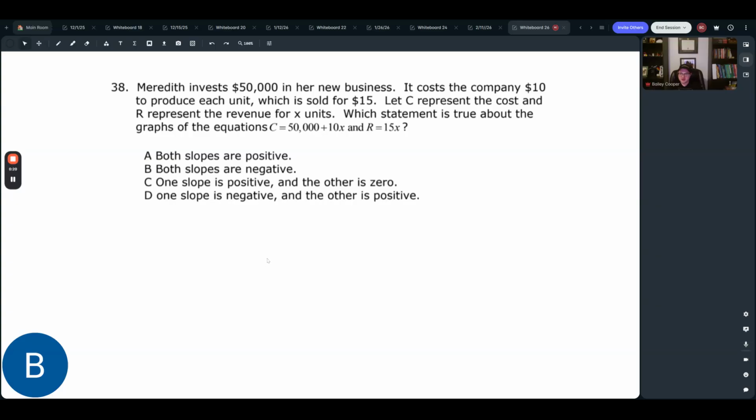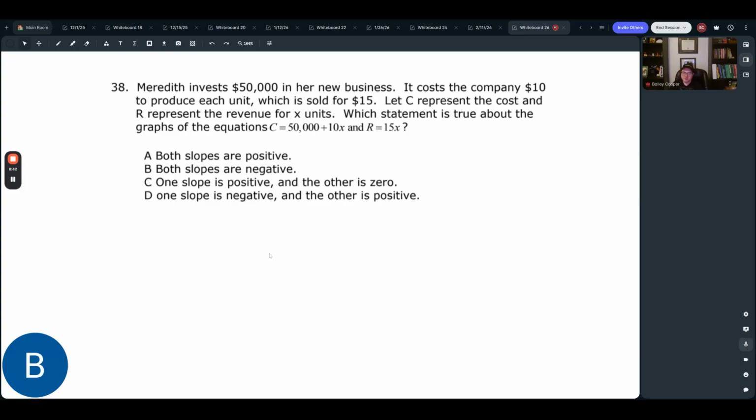It says Meredith invests $50,000 in her new business. It costs the company $10 to produce each unit, which is sold for $15. Let C represent the cost and R represent the revenue for x units. Which statement is true about the graphs of the equations C equals 50,000 plus 10x and R equals 15x?